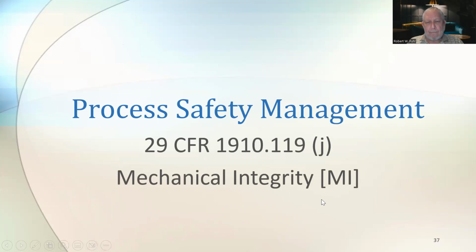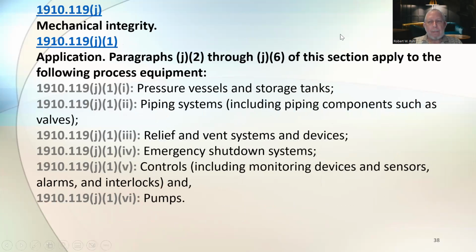Mechanical integrity. This is usually abbreviated just MI. Okay, if you see that. So mechanical integrity, paragraph J2 through J6, this section applies to the following process equipment: pressure vessels and storage tanks. Makes sense. Piping systems, including piping components such as valves. Every piping system has valves, pressure relief valves, that type of thing. Or relief and vent systems and devices. They didn't call that out separately. Emergency shutdown systems, controls, including monitoring devices and sensors, alarms, interlocks, and pumps. So that covers just about everything in a system.